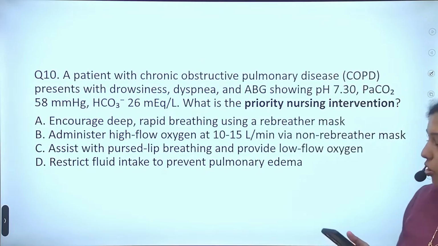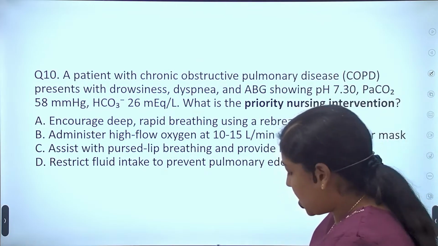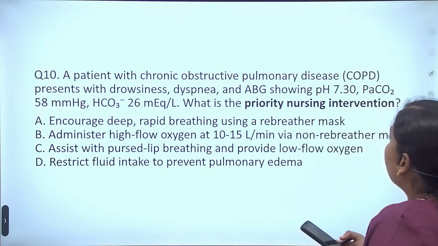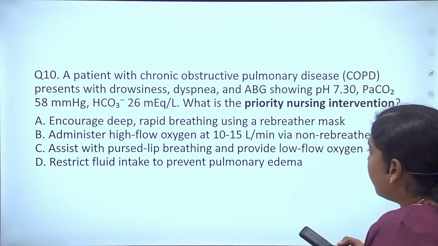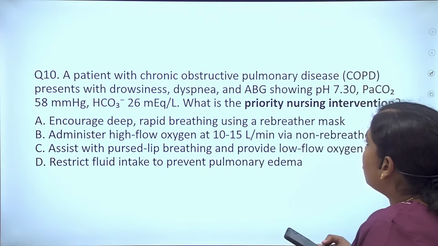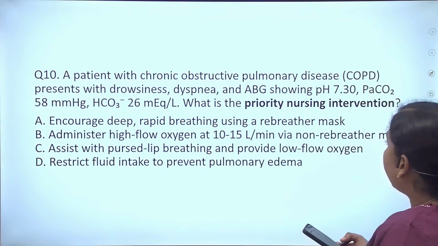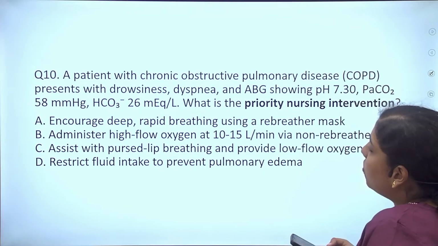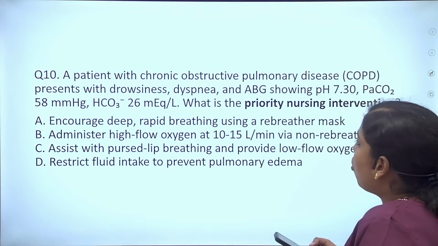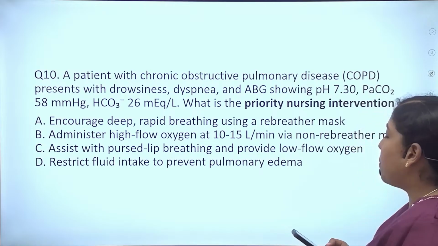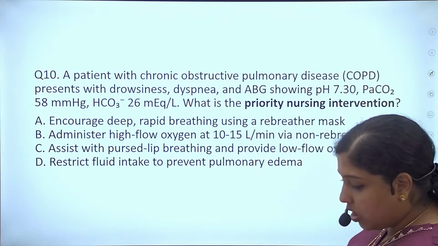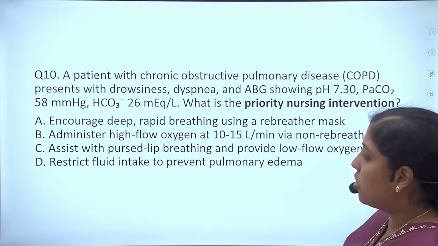Now we will go to the next clinical-based questions for your ABG. A patient with chronic obstructive pulmonary disease presents with drowsiness and dyspnea, and ABG shows pH of 7.30, PaCO2 of 58 mm of Hg, HCO3 26. What is the priority nursing intervention? Now answer me like a pro for this particular question.